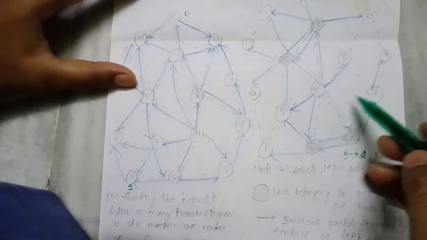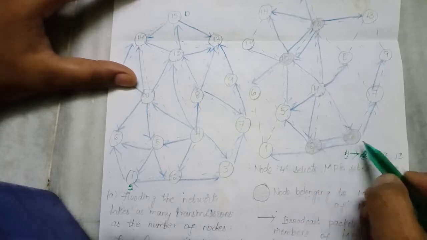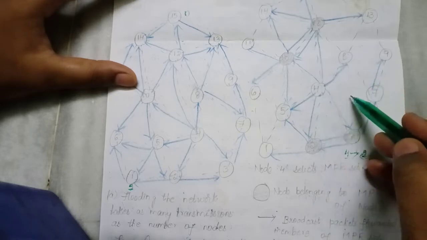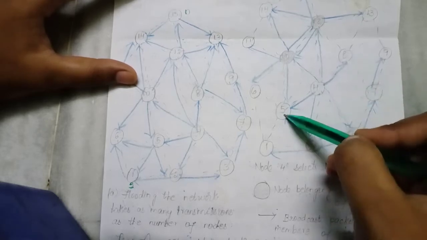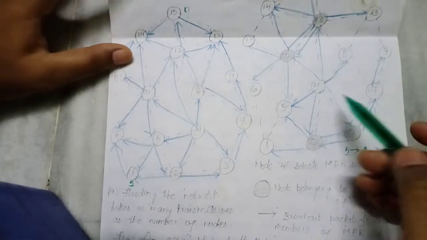See, understand the difference. The nodes which are present in the MPR set will both forward and process the packets that are originated by node 4, but these nodes do not belong to the MPR set, right? So they'll just process the packets that are originated by node 4. They'll not forward them.